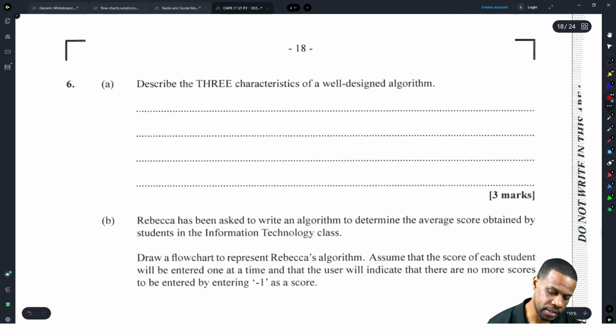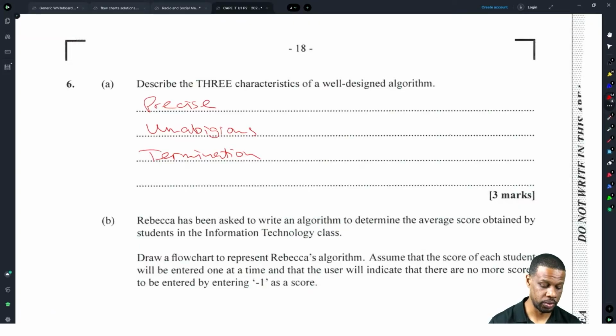All right, next: characteristics of a well-defined algorithm. Precise, unambiguous, termination, and whatever other words. I forget the other words.